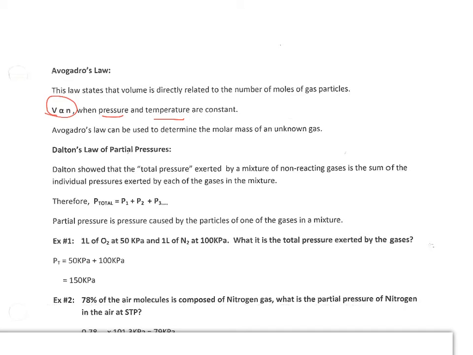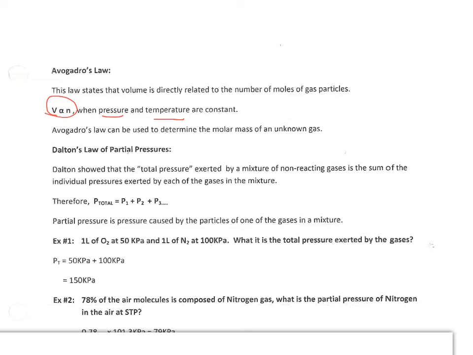But first, let's look at Dalton's law of partial pressures. Dalton showed that the total pressure exerted by a mixture of non-reacting gases, so remember we said that these ideal gases are not reacting in a system, we just have a bunch of different gases, like for example air, that are existing in perfect harmony together in some sort of a container, and the total pressure is the sum of all the individual pressures from each of the individual gases.